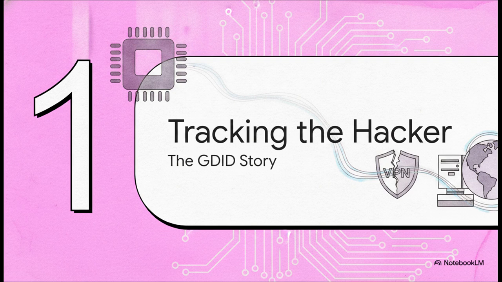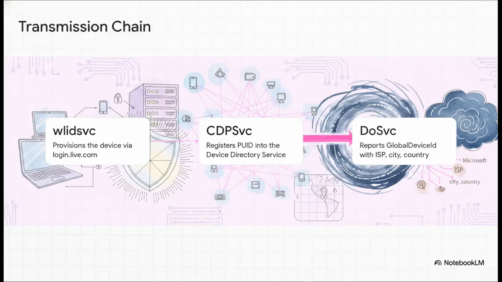Okay, Section 1, tracking the untrackable hacker. Let's see exactly how this hidden identifier operates entirely in the background, completely bypassing your standard privacy measures like VPNs. So how does Microsoft actually pull this off? It's basically a 3-step transmission chain. First up, when you sign into Windows, a service called Willard's VC reaches out to login.live.com to provision your device. Microsoft servers mint a unique ID and send it right back.